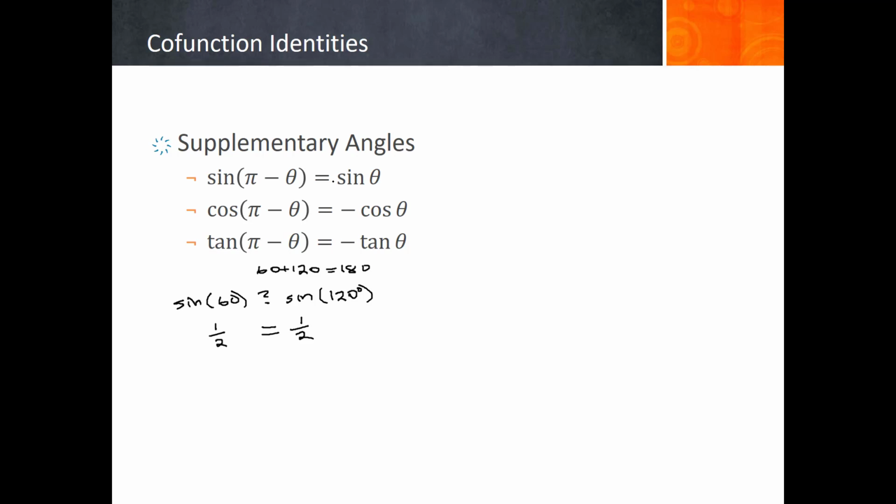So what the supplementary angles tell us, what these identities tell us, is for sine, if you compute the sine of two angles that are supplementary, you get the same value. For cosine and tangent, you get the opposite value. So if I did the same thing for cosine and tangent, if I did 60 and 120, for cosine, you'd get root 3 over 2 and then a negative root 3 over 2. So the same number just changes sign. Similar thing for tangent.